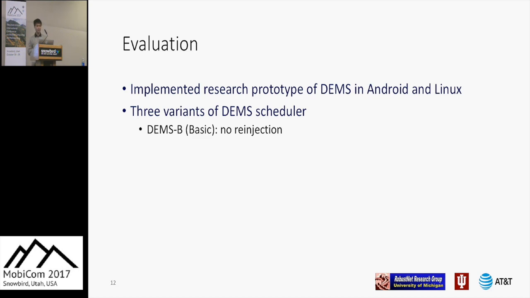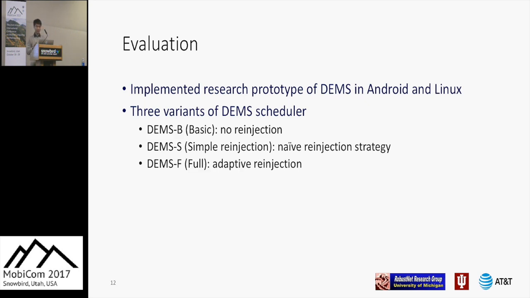So the first one is DEMS-B. B stands for basic. DEMS-B has the simultaneous subflow completion mechanism, but no reinjection. The second one is DEMS-S. S stands for simple reinjection. So this means that the sender reinjects any unacknowledged data at the sender side. So the third one is DEMS-F. F stands for full. So DEMS-F has all the design aspects I just talked about with adaptive reinjection.